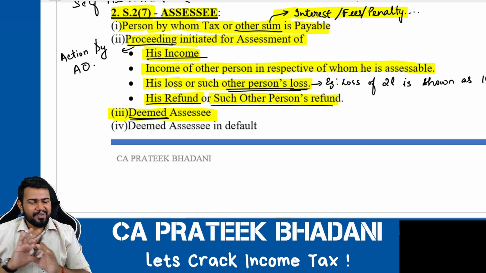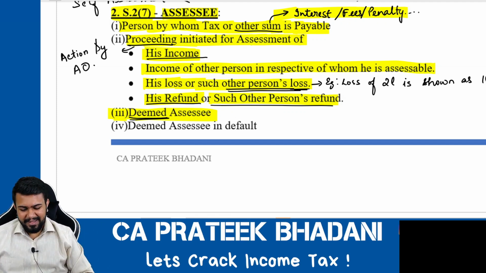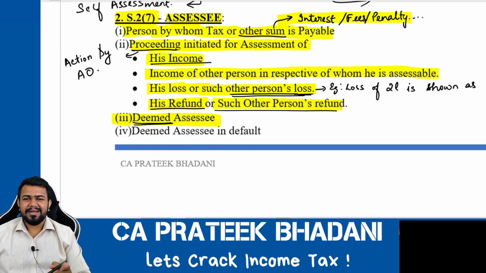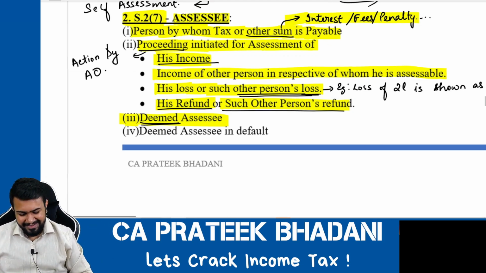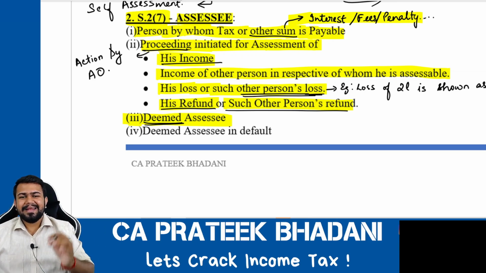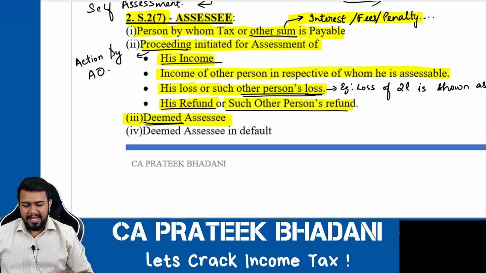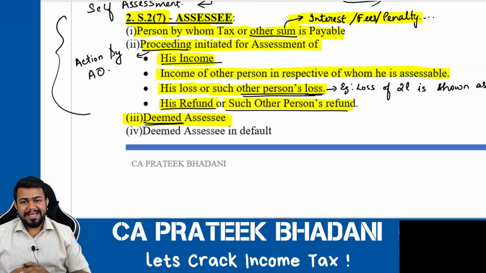In such case, you cannot do anything. You will automatically be considered an assessee. If the law tells that you are an assessee, then you are an assessee. Matter over. So deemed assessee means an assessee who is considered an assessee as per the income tax law. He might not be covered in the definition that we discussed now, but if the income tax act tells that he is an assessee, then he will automatically be considered an assessee.